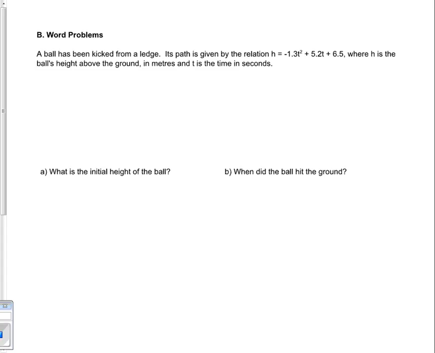Let's take a look at an example of a word problem where we can use different versions of the quadratic equation to help us solve. In this particular word problem, it tells us that a ball has been kicked from a ledge. Its path is given by the relationship h is equal to negative 1.3 times t squared plus 5.2 times t plus 6.5, where h is the ball's height above the ground in meters and t is the time in seconds. So a couple of things to note right off the bat.